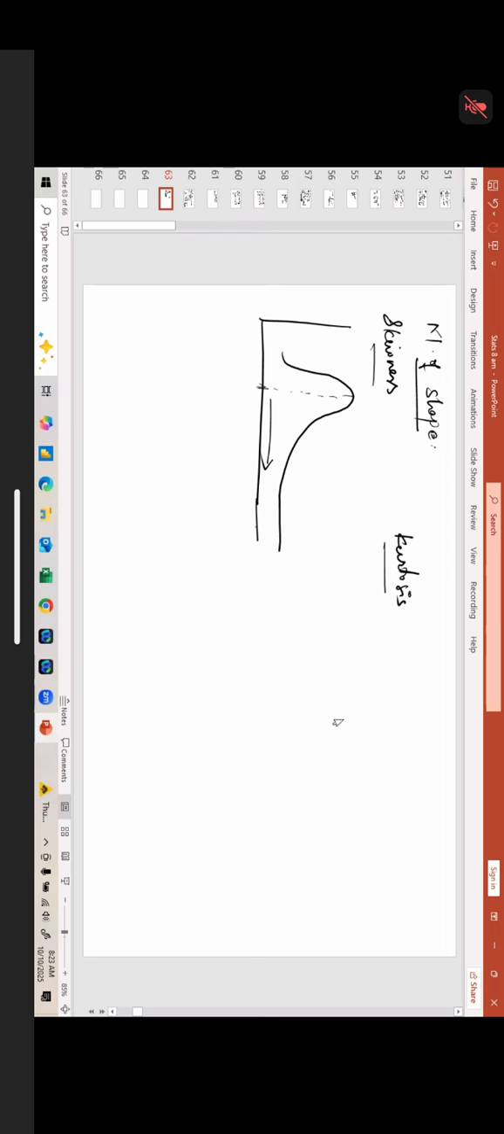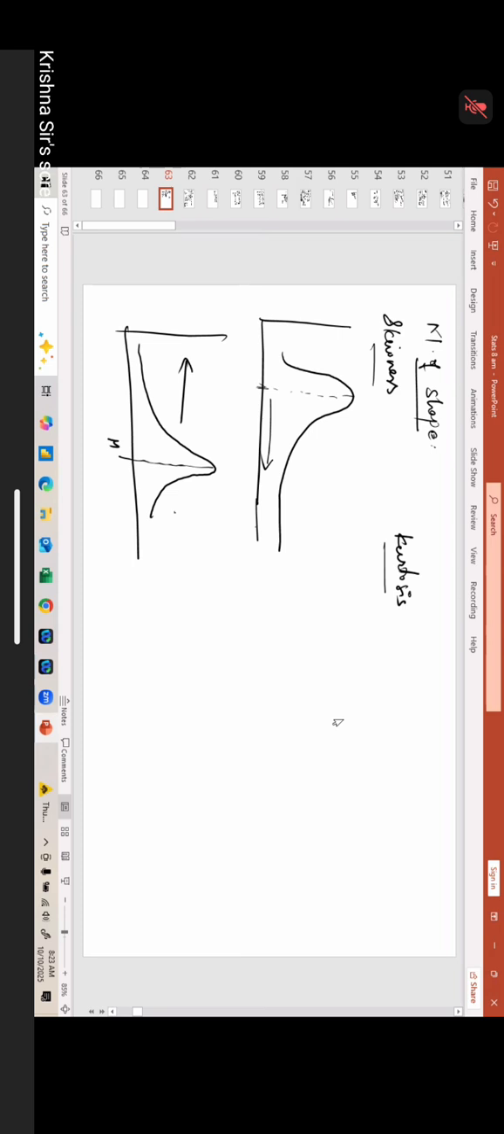Okay. And negative skewness looks like this. The tail will be towards the left side of the mean value. Next, kurtosis. Skewness talks about the tail. Kurtosis talks about the height of the curve.